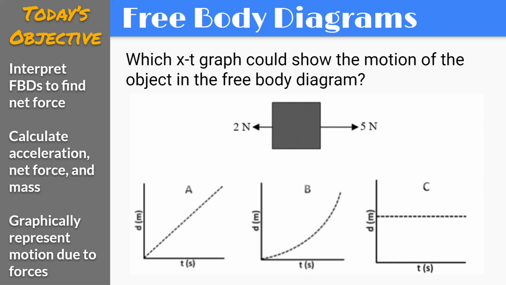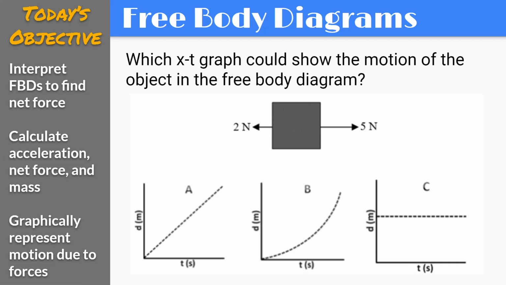Okay, so this one is a follow-up to the warm-up. It says, which xt graph, or position time graph, could show the motion of the object in the free body diagram? You've got 3 choices, A, B, and C. Which one could show the motion of this object? B. The one that shows acceleration.